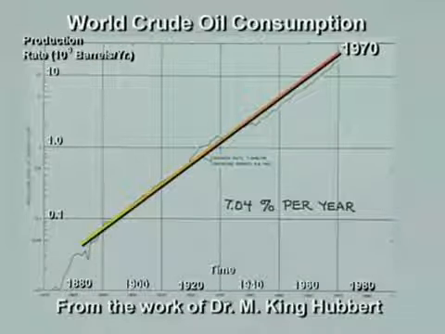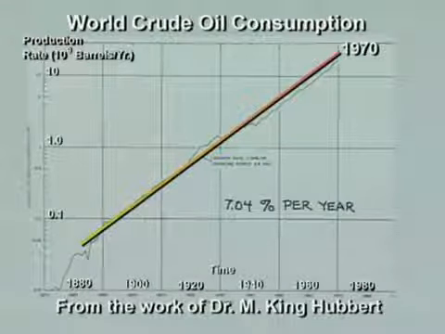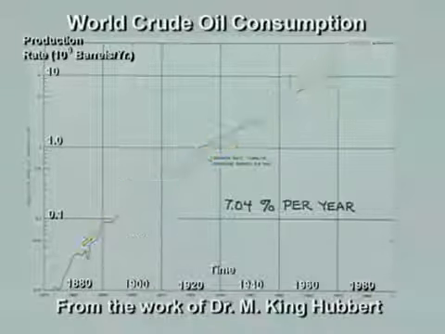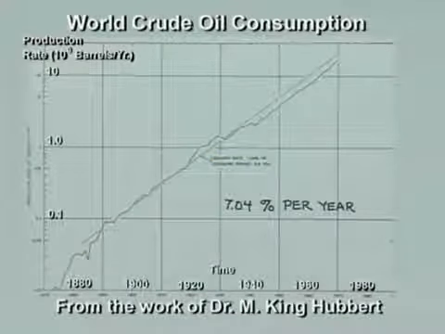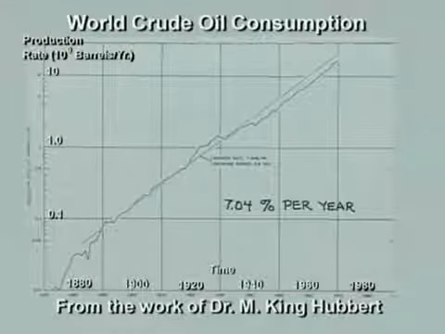The line's been approximately straight for over 100 years, clear up here to the year 1970. Average growth rate, very close to 7% per year. So it's logical to ask, well, how much longer could that 7% continue? Well, that's answered by the numbers in this table.